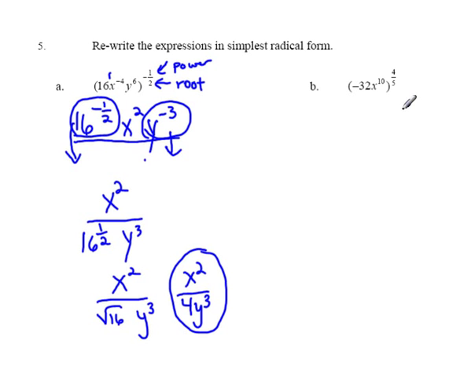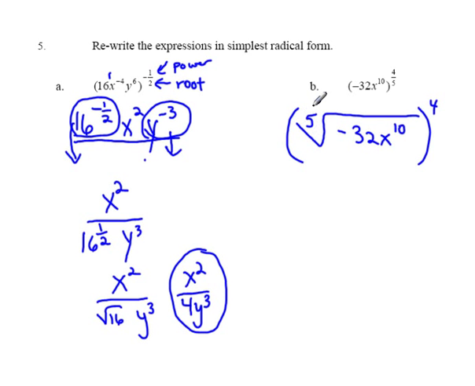Okay, let's try B. Remember that the denominator means the root, and the numerator is the power. So this negative, since it's inside the parentheses, will be under the radical. So this becomes the 5th root of negative 32x to the 10th, and all of that will be raised to the 4th.